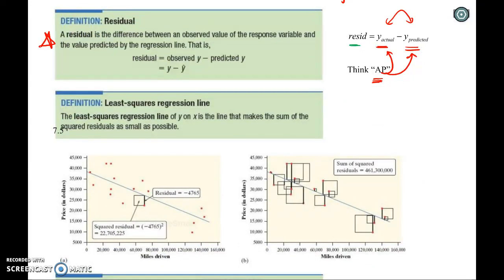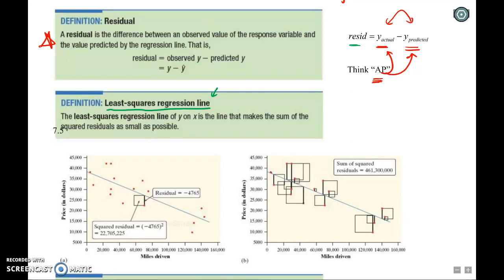So now it's time to talk about the line of best fit. We're going to talk about the least squares regression line. This is one specific best fitting line. There are more, but it's the only one we're going to talk about in this course. It's by far the most popular.